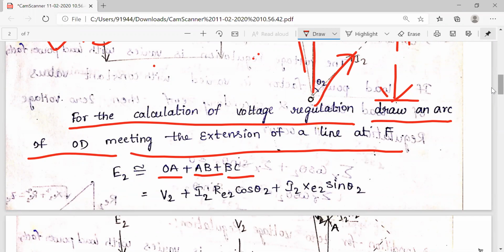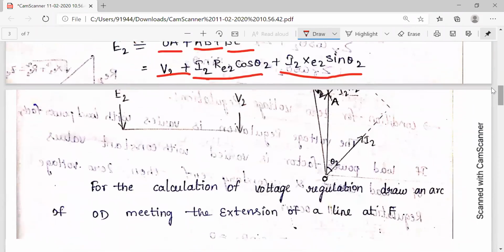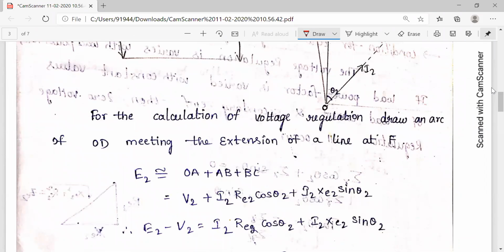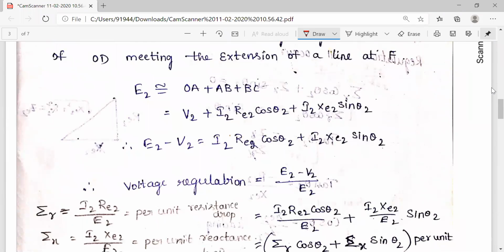OA value is V2. AB value is I2 R equivalent cos theta 2. BC value is I2 X equivalent sin theta. One is the horizontal component, the second one is the reactance, the perpendicular component. For calculating the voltage regulation, draw an arc and draw V2, I2 R2, I2 X2. This is approximately equal, not exactly equal. So E2 minus V2, if V2 is transferred to the right side, equals this one.